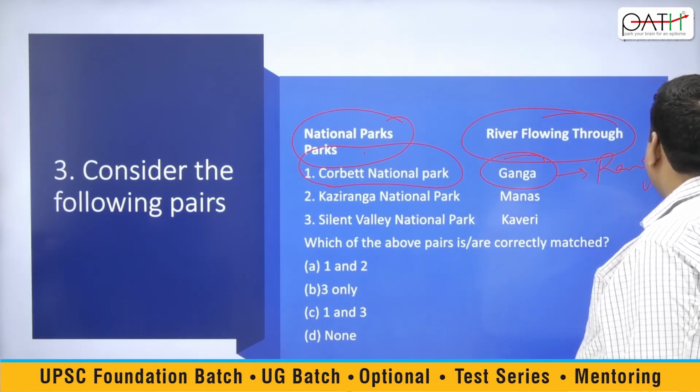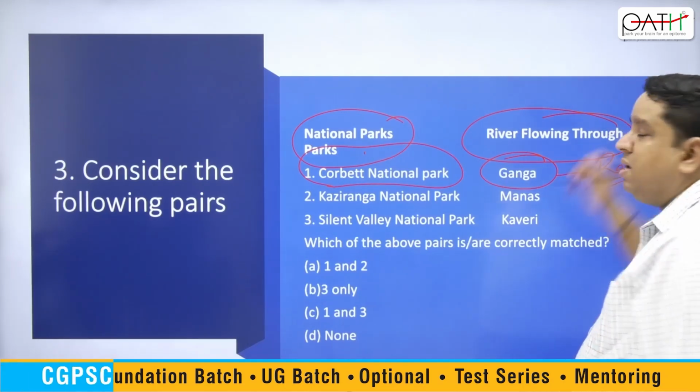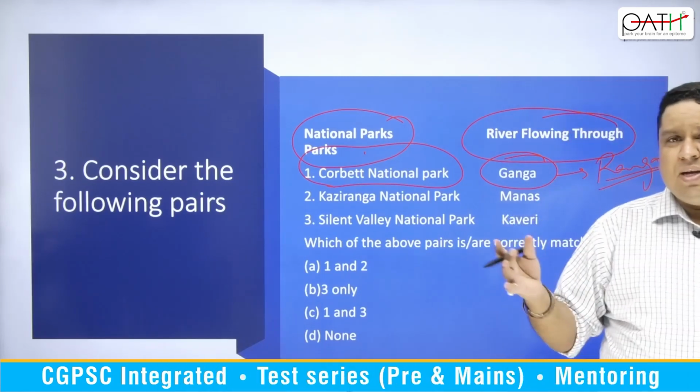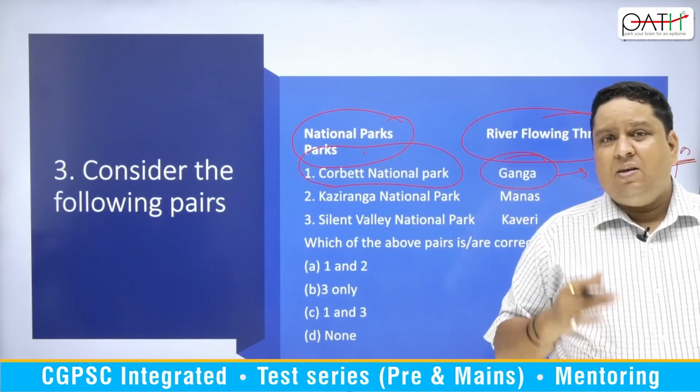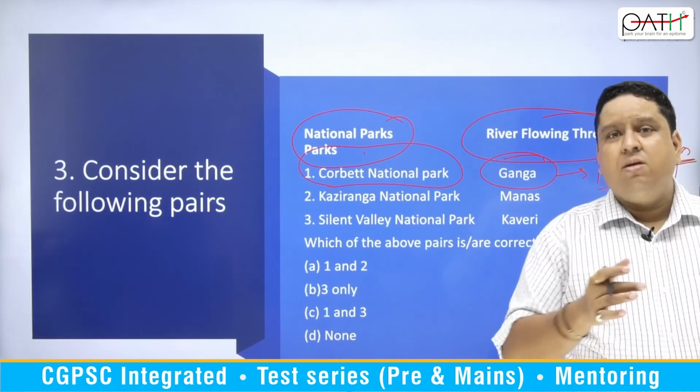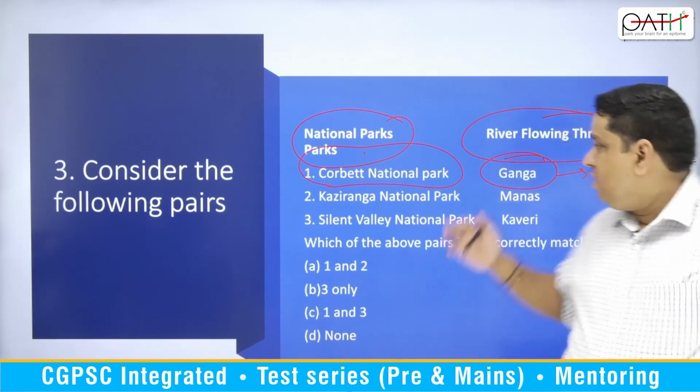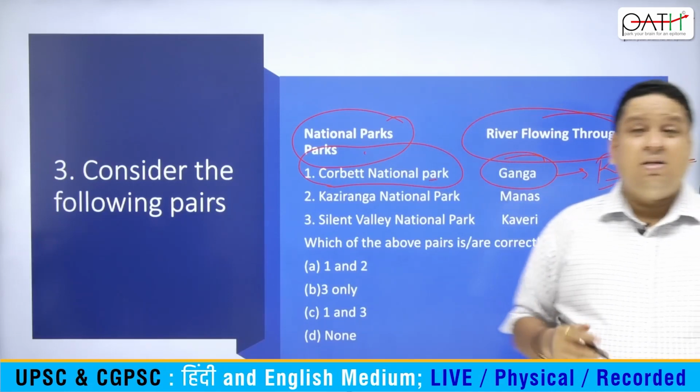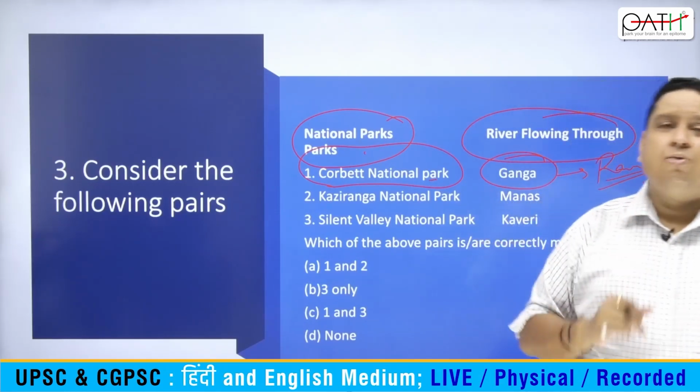It is drained by a river which is known as Ram Ganga. Ram Ganga originates nearby the regions of Nainital, and it is a very important tributary of Ganga River. So Ram Ganga River flows through Jim Corbett National Park. Jim Corbett National Park is the first national park of India.